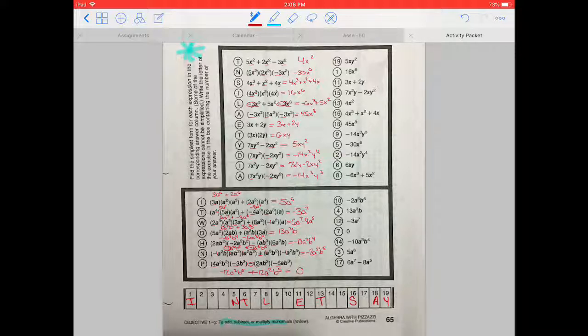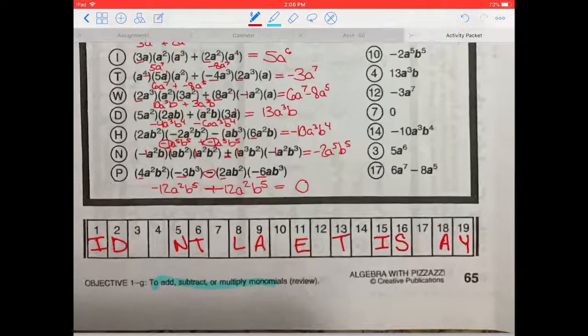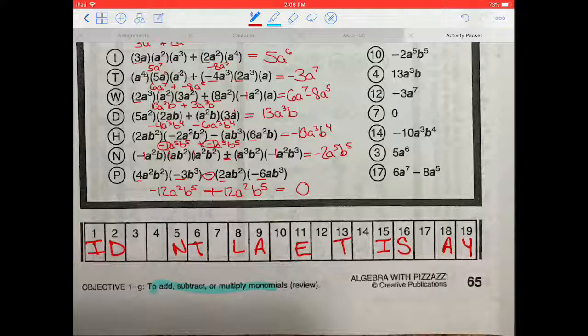I just lost track of where I was. Negative 14, x squared, that's 2. 2 is D. 7, 15 is I. Negative 14, 9 is A. Okay, to the bottom. 5A squared, 3 is I. Negative 3, A to the 7th, 12 is T. 6, 17 is W. 13, 4 is D.